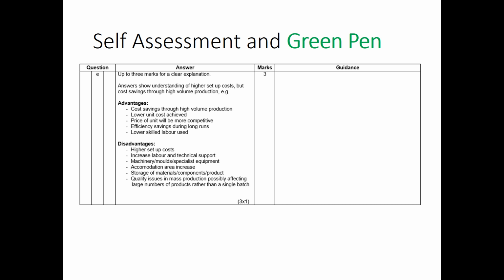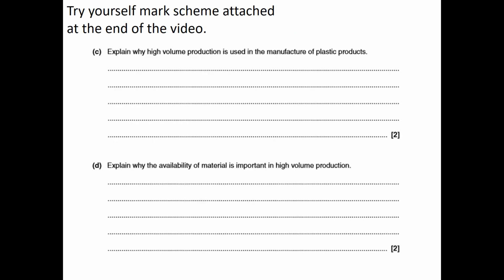Disadvantages: high setup costs, increased labour and technical support, machinery, mould and specialist equipment, accommodation area increased, storage of materials, components and products, and quality issues in mass production, possibly affecting large numbers of products rather than a single batch. 3 marks, so you need 3 points for that one.